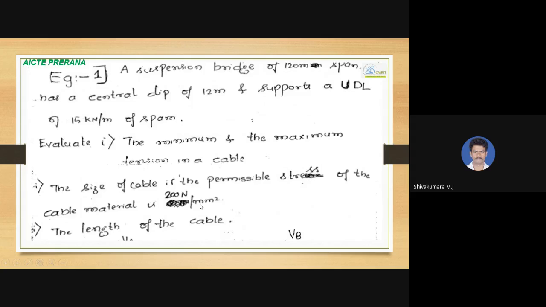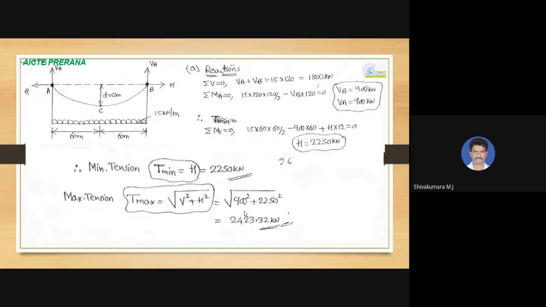We know the formula for stress equal to force by area, where force is nothing but the maximum tension force. So area you can equate to maximum tension force divided by permissible stress, that is 200 Newton per mm square. So the diameter of the cable can be calculated. And then the length of the cable. So if a particular case is mentioned, directly we can go for using the particular formula, whether the cable is running over a smooth pulley or a saddle or roller. Okay, so you come for the solution.